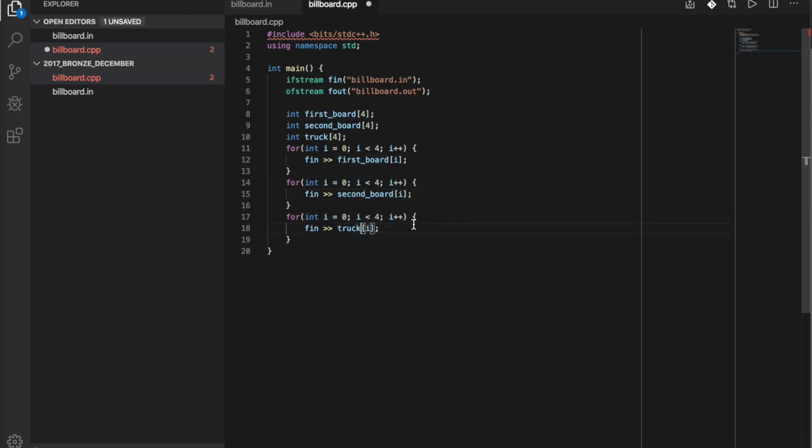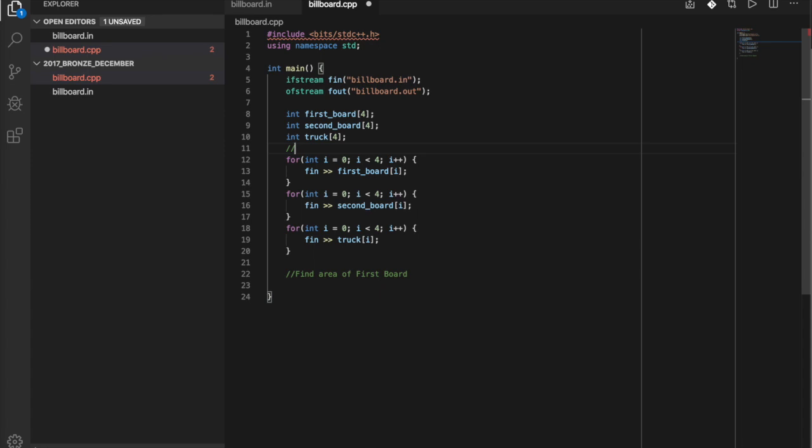Okay. So now that is done, first we have to find the area of the first board and the second board. So now we can just find the area of the first board. The inputs will be in x1, y1, x2, y2. So to find the area, all we need to do is area is equal to x2 minus x1 multiplied by y2 minus y1.